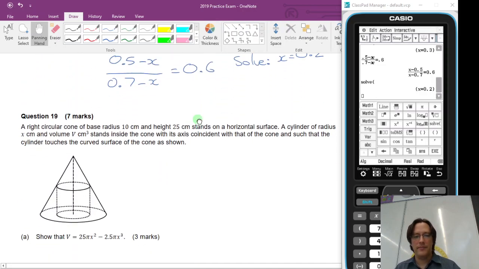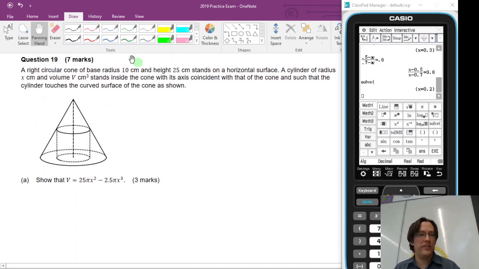Okay, there we have it. Okay, my favorite question in the test. Now, hopefully I won't struggle too much to explain this one, but anyway, a right circular cone of base radius 10, so we've got 10 centimeters there, and height 25, stands on a horizontal surface.